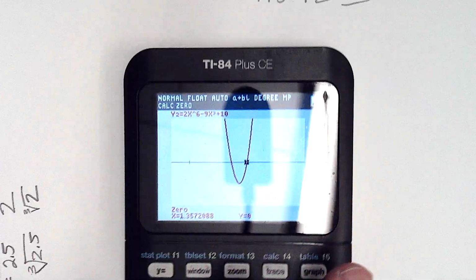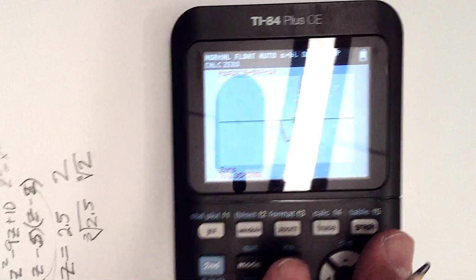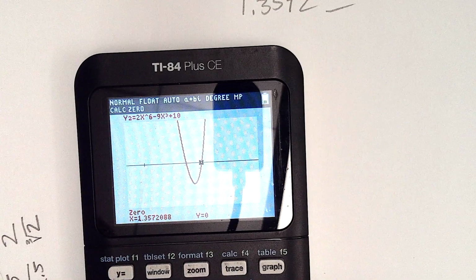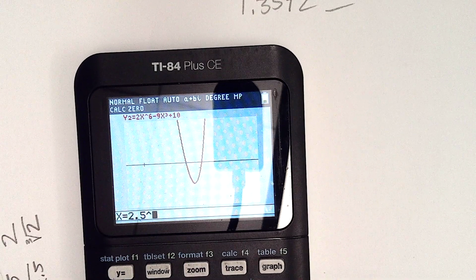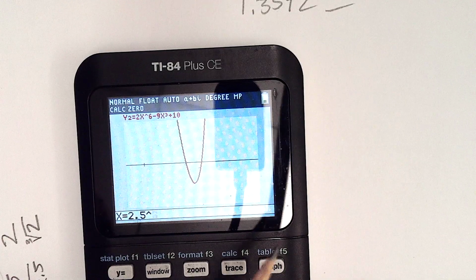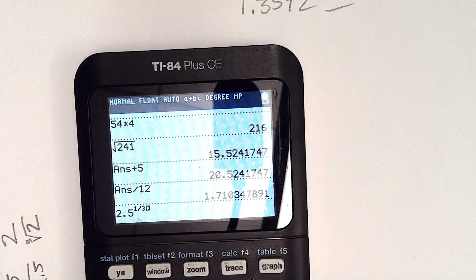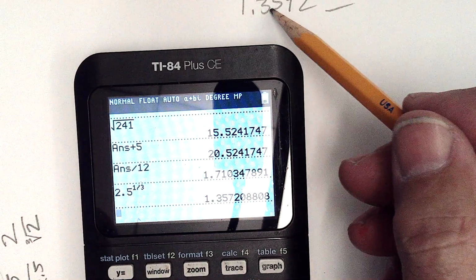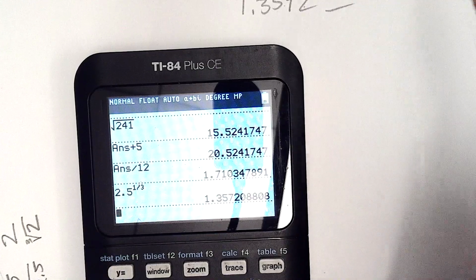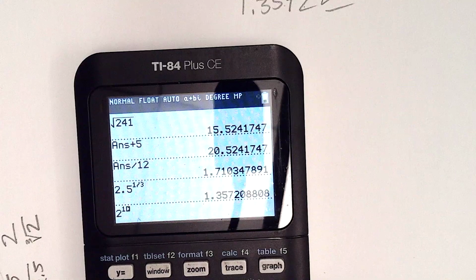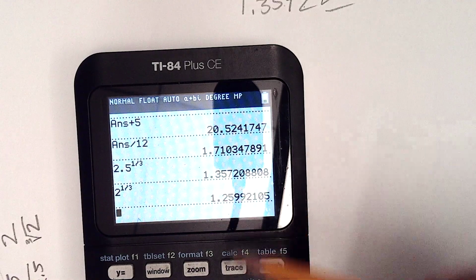Let's check our answers. See, one of them was the cube root of 2.5. Cube root, the easiest way to do that is 2.5 to the 1/3 power is the cube root, 1.3720880. So there's one of them. The other one was the cube root of 2. 2 to the 1/3 is the cube root, and that's the other one.